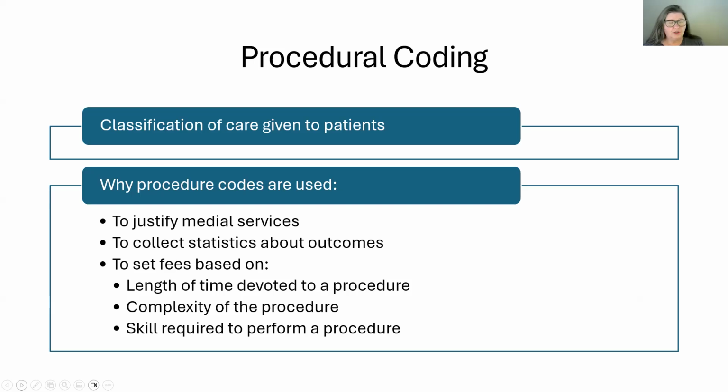Procedure codes are used to justify medical services, or in this case, medical services, because I typoed, to collect statistics about outcomes, and to set the fees based on the length of time devoted to what we're doing, the complexity of what we're doing, and even the skill required to perform it. Now, when you say skill required, that means who's doing it, right? It takes a lot more skill for a provider to do something than, say, an RN.